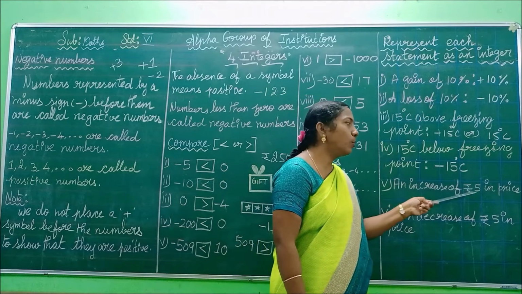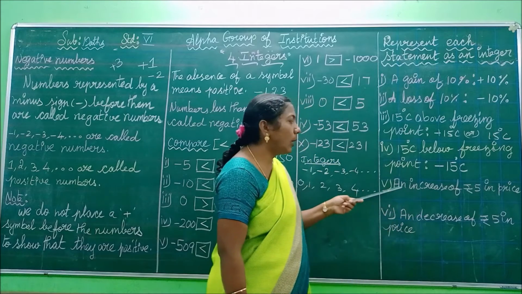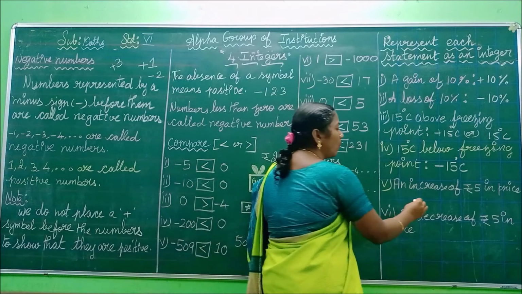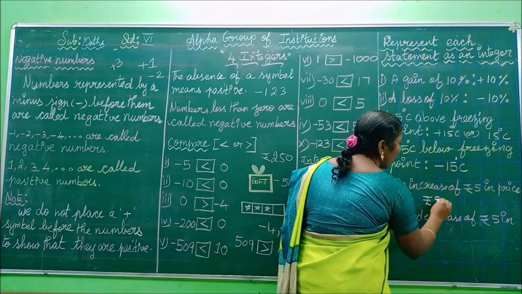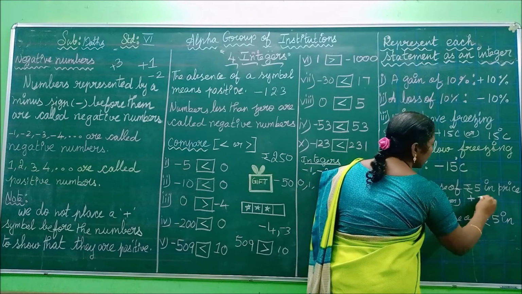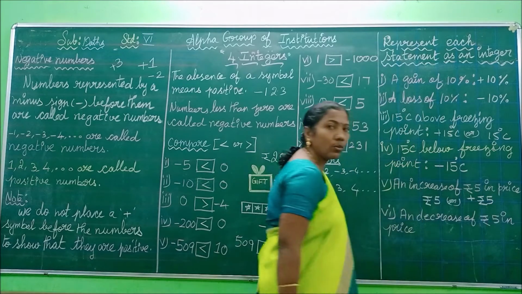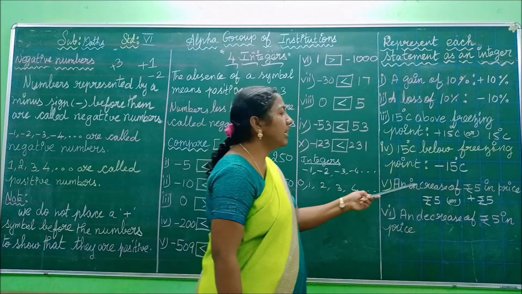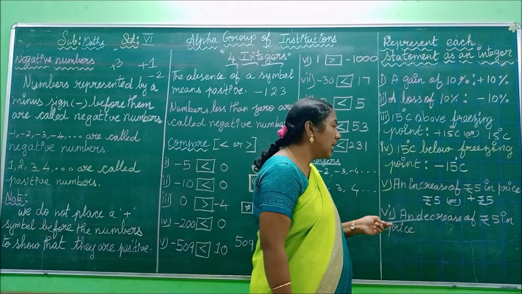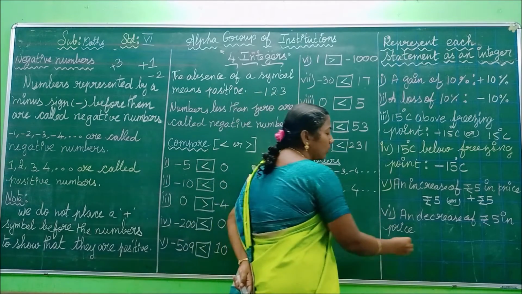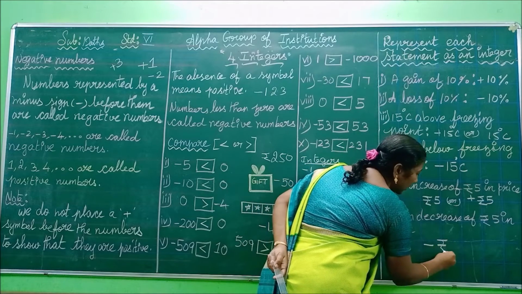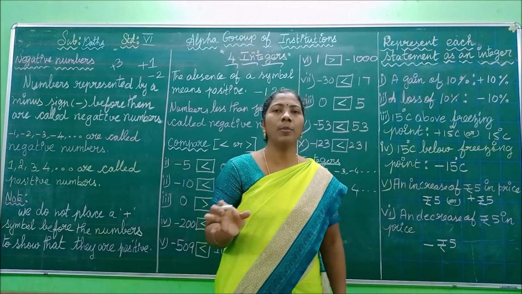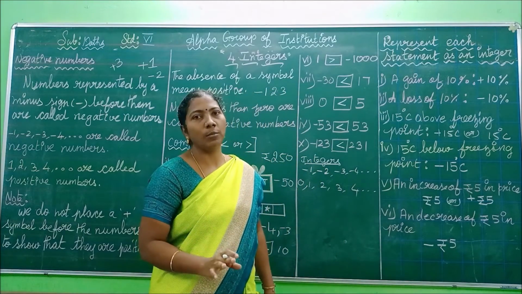An increase of ₹5 in price. So to represent the increase situation, you have to use the positive number. So you have to write ₹5 or plus ₹5. Both are correct. Okay. See the next one. A decrease of ₹5 in price. So increase means you have to use positive numbers. Decrease means you have to use negative numbers. So minus ₹5. I hope you all understand what is meant by negative numbers and how to compare the negative number with zero and positive numbers. Okay.